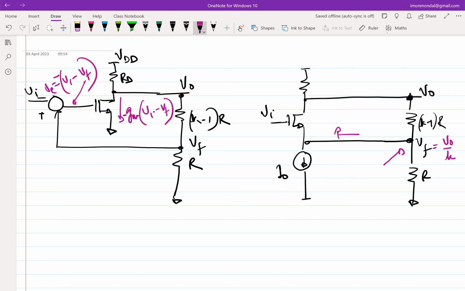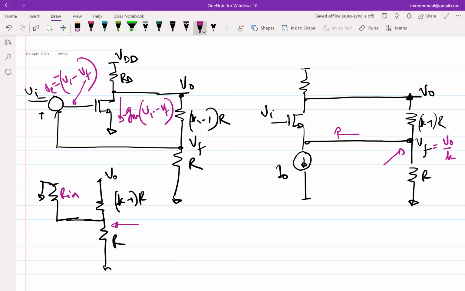So essentially, in the incremental sense, what if you have V0, and let's say this is K minus 1 R. You tell me what's going to happen. Correct, right? So there will be a current division. So this is K minus 1 R, this is R. So let's say I have a low impedance. In the incremental sense, you can assume that to be grounded. If this is, let's say, some Rin, and Rin is much less than R, then what's going to happen to this node? This node definitely will not be V0 over K, right? That node voltage will move because Rin is loading.